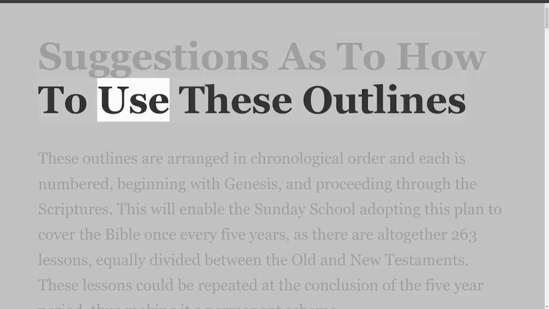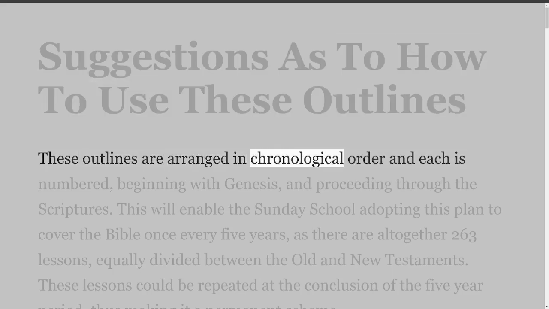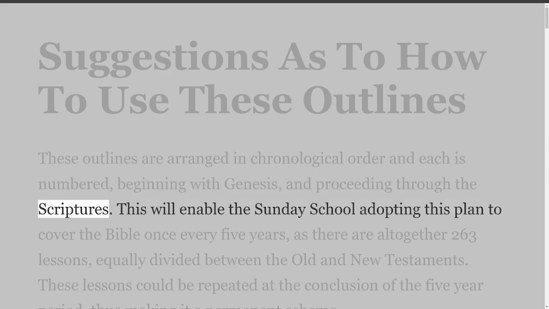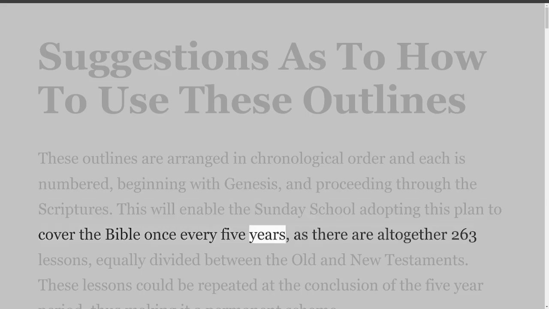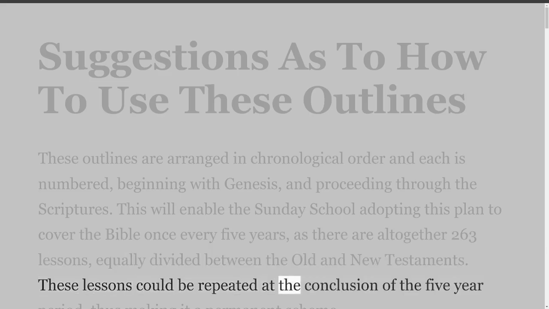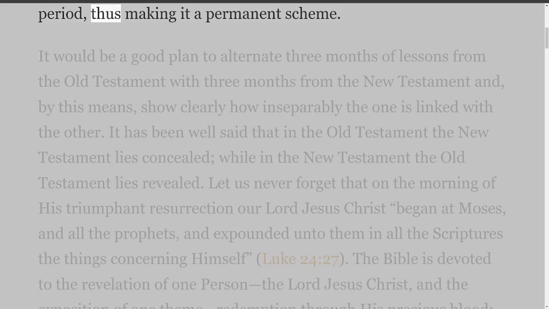Suggestions as to how to use these outlines. These outlines are arranged in chronological order and each is numbered, beginning with Genesis and proceeding through the Scriptures. This will enable the Sunday school adopting this plan to cover the Bible once every 5 years, as there are altogether 263 lessons, equally divided between the Old and New Testaments. These lessons could be repeated at the conclusion of the 5-year period, thus making it a permanent scheme.